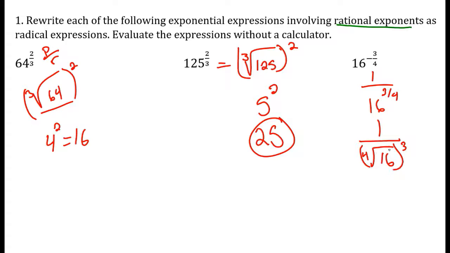1 over the fourth root of 16. Well, 2 times 2 times 2 times 2 gives me 16, so that's 2, cubed, which is 1 over 8. 2 cubed is 8. So 16 to the negative 3/4 is 1 over 8. It's so important that you understand fractional exponents are power over root.